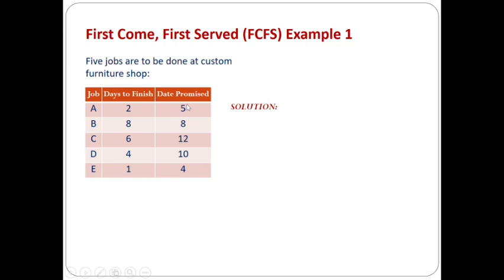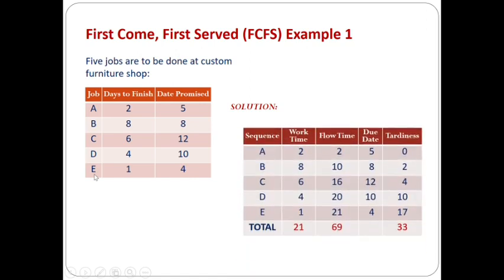So here, first come first served rule means we will be processing the first come job in the first sequence, right? So we have to follow the same sequence to process the jobs: A first, B second, C third, D fourth, and finally E. So if we consider it that way, the sequence will be the same.